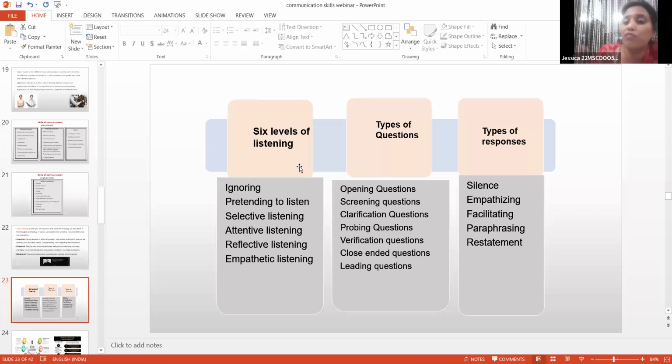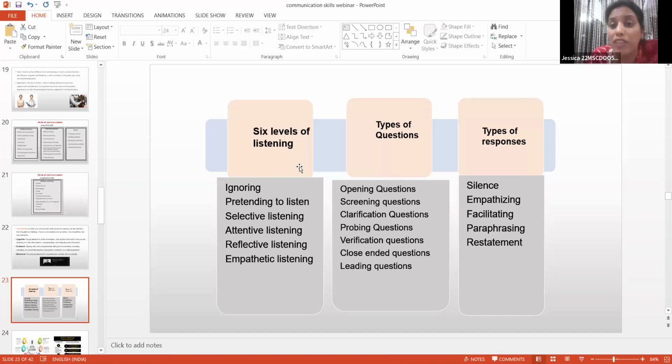Now, once we finish asking, there are types of responses. Either you can respond by silence. Sometimes during the patient-doctor interaction, silence is required. It helps the patient to think. But silence for too long is not good. It has to be an appropriate silence which gives the patient a pause.